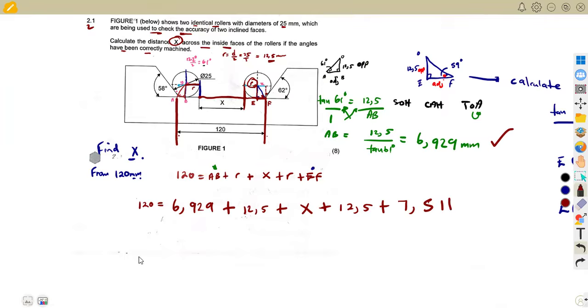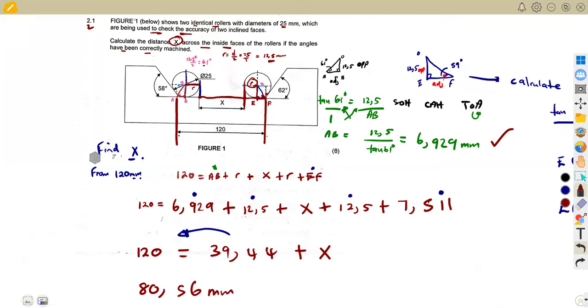Combining everything that we have on the right-hand side, you add everything together. This was going to give us 39,44 plus x. So to find x, I can simply transpose this to the other side and subtract. That was going to give us 80,56 millimeters, which is equal to x. So that is the value of x there.